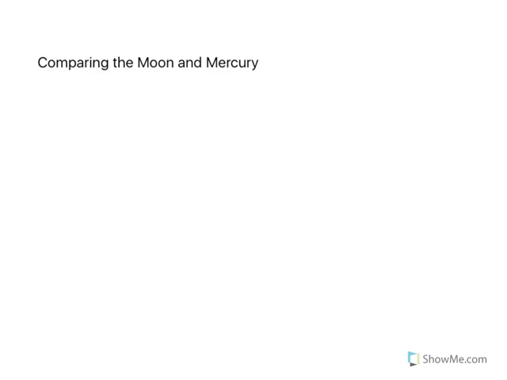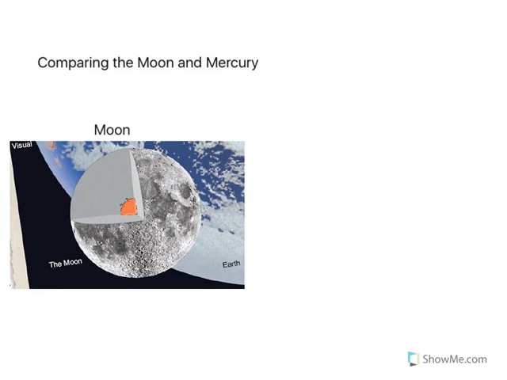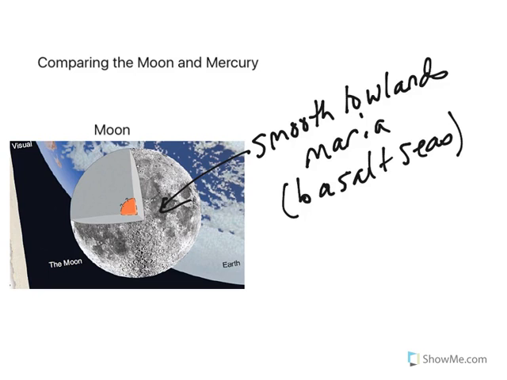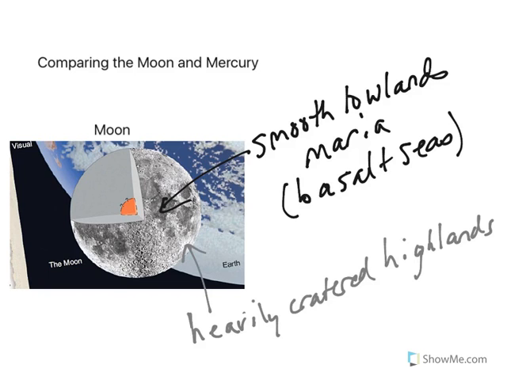In this segment, we're going to compare the moon with Mercury. When we look at the moon, we see that its surface is divided into two dramatically different kinds of terrain. We've got dark areas, which are visible from Earth. These are very smooth lowlands, which are called mare, which are dried up seas of basalt. In contrast to the lowlands, we have the very bright, rugged regions, which are the heavily cratered highlands.